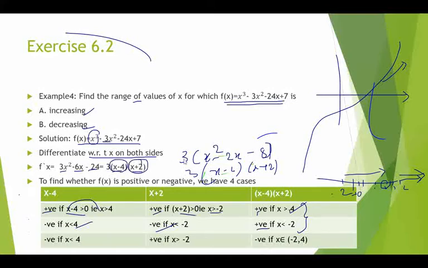So minus into minus becomes plus. So x minus 4 should be negative. For what values of x does it become negative? When x minus 4 is less than 0. This means x is less than 4. x minus 4 is less than 0. That means x is less than 4. Here x plus 2 should be less than 0. Subtracting 2 on both sides, x is less than minus 2.